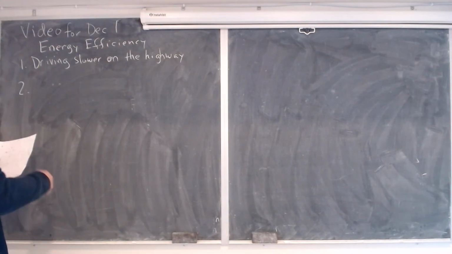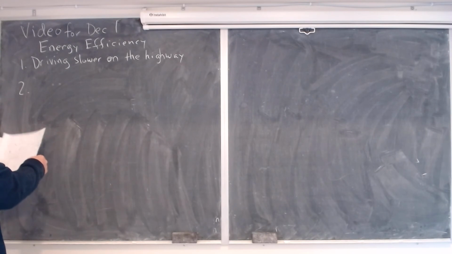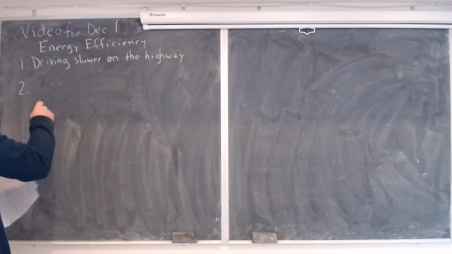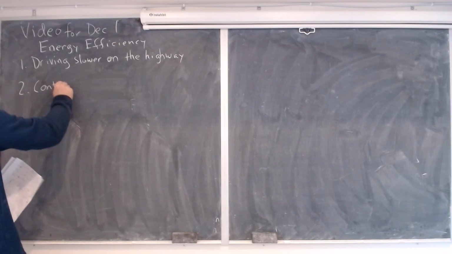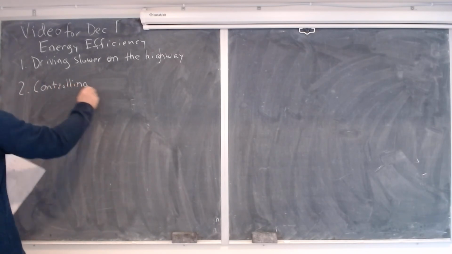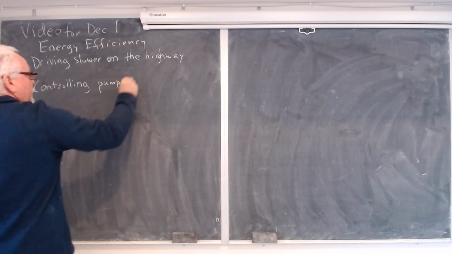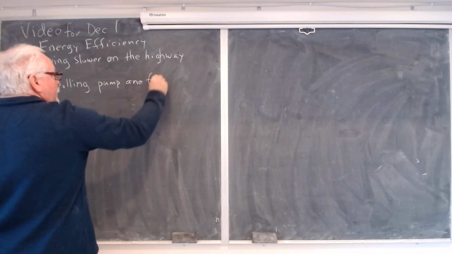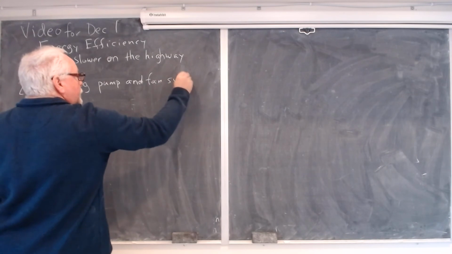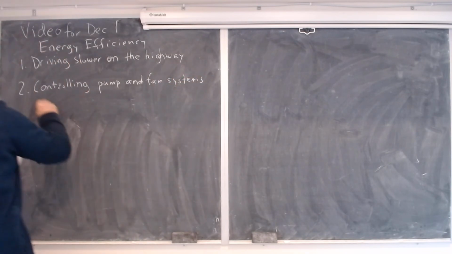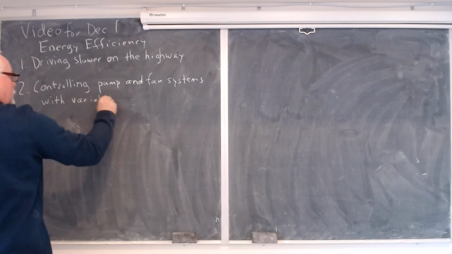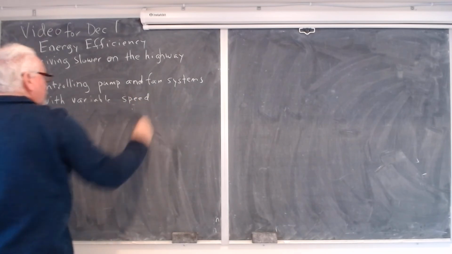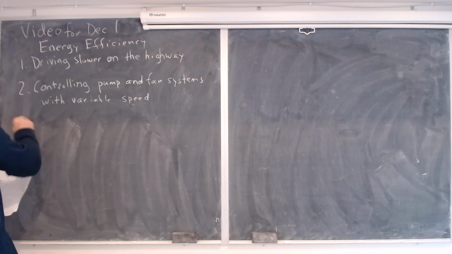Then the other 4 are, well, the next one is for industrial systems, and it's controlling pump and fan systems with variable speed. Okay, and we'll show how that works.